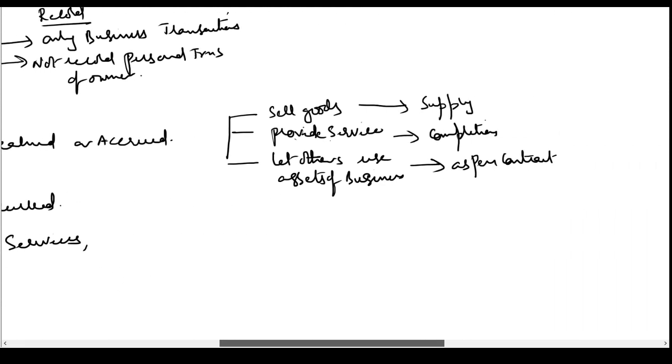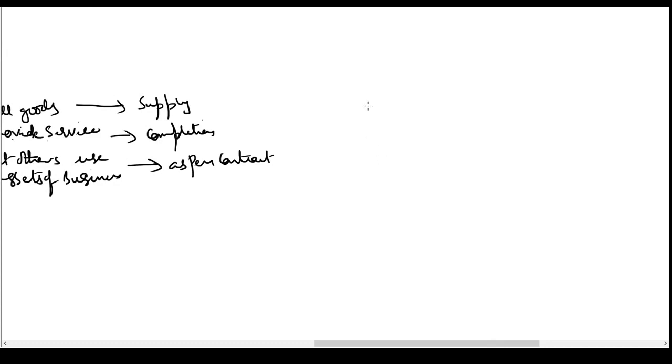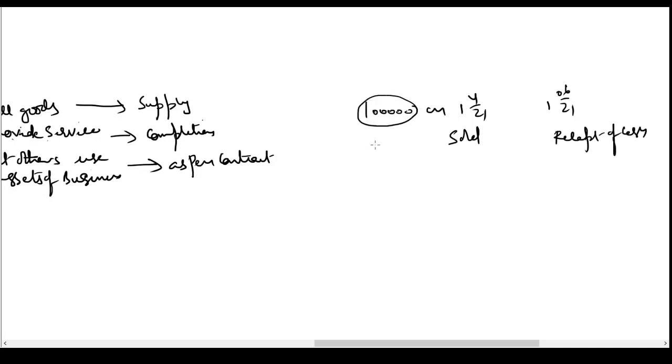Now I'll give you an example. I sell goods worth rupees 1 lakh on 1st April 21. As per the contract, I will receive the money after 2 months. That means on 1st June, I can demand payment. On 1st April 21, I have sold. I can receive the money on 1st June, receipt of cash. Now, the question arises, when should the value of these goods be recognized as an income? On the day when I receive the cash or on the day when I have sold the goods?